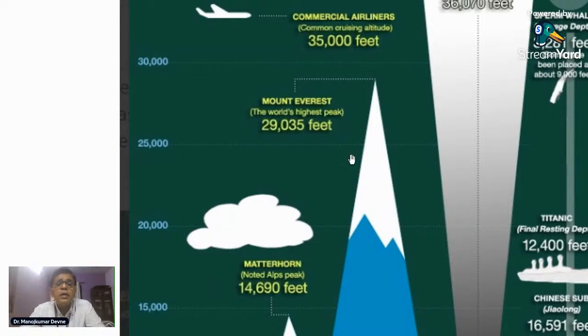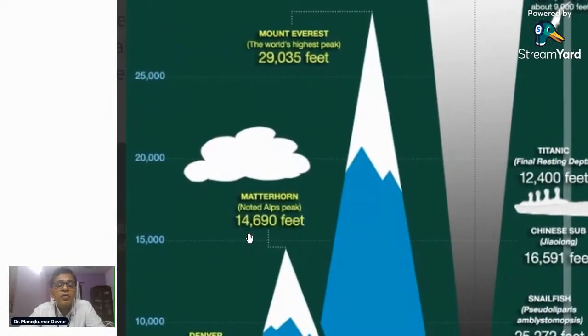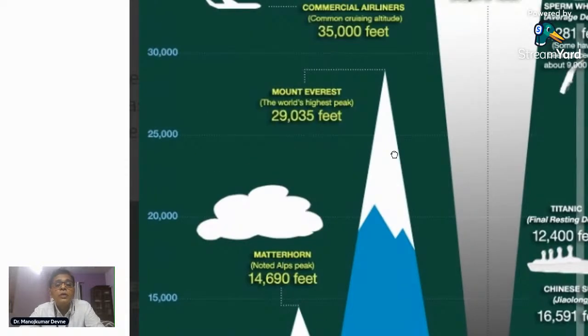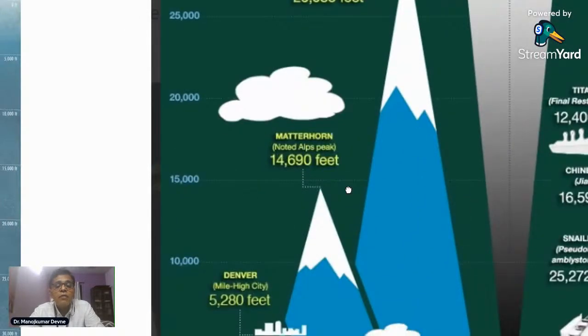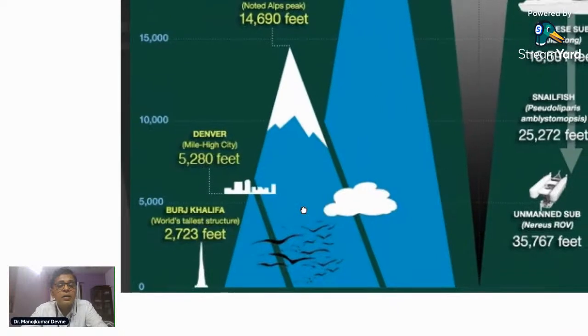Anyway, compared to Mount Everest, the Matterhorn is just 14,000 feet. Sorry. So this is literally half of that. Matterhorn is the tallest peak in the US as such. And then you have these other, Burj Khalifa. We have seen this earlier too, 2,723 feet. And these are the heights to which birds normally fly.